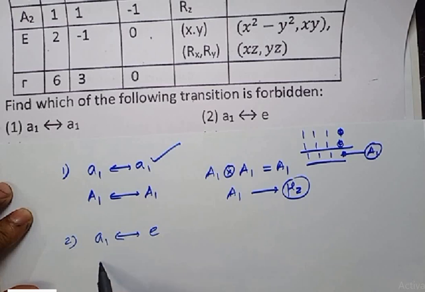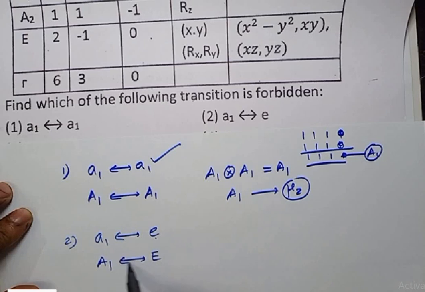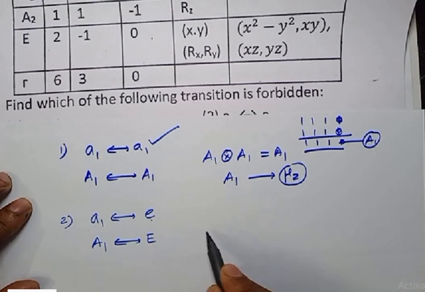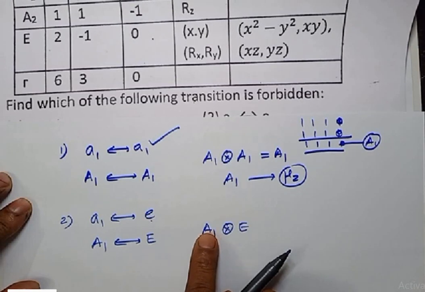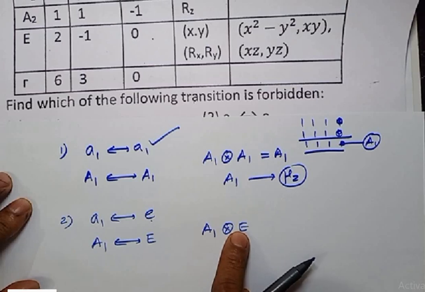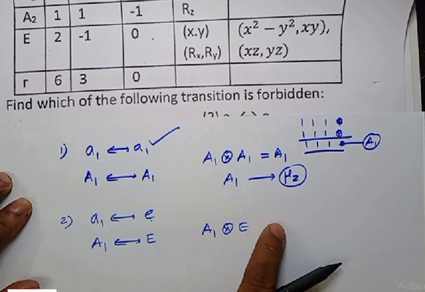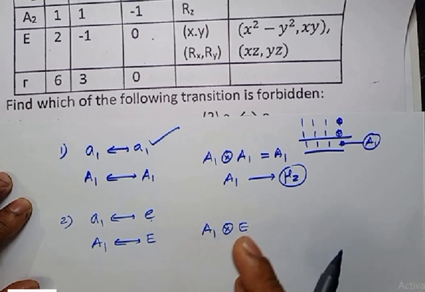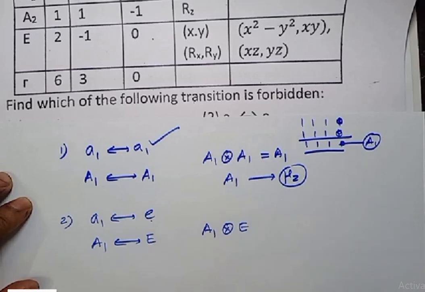E. A1 means you just put capital A1, and for E you put capital E. Now, this transition is forbidden or allowed, we have to check it. So I am going to take the direct product of A1 into E. I know very well A1 is 1 dimension, E is 2 dimension. So 1 into 2 is 2. I am going to get irreducible because this is irreducible, this is also irreducible. If I multiply a one-dimensional irreducible with a two-dimensional irreducible, I will get a two-dimensional irreducible.